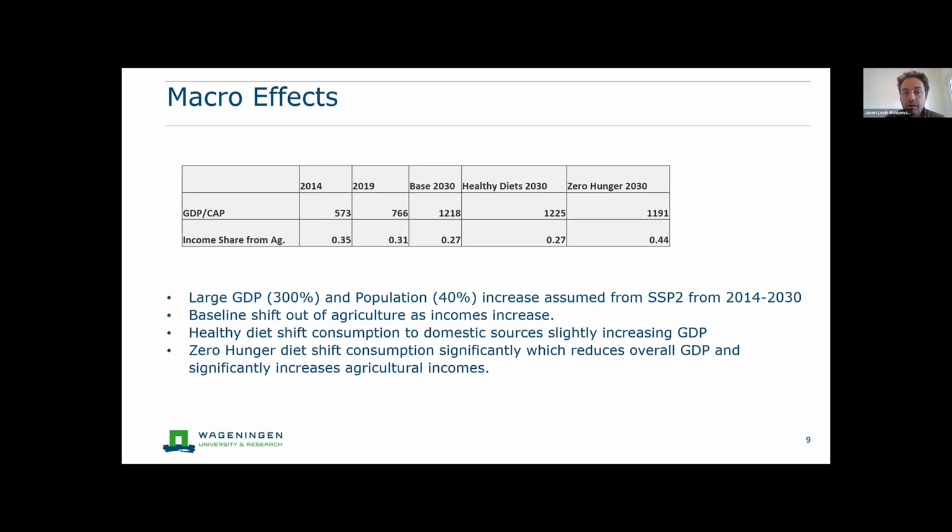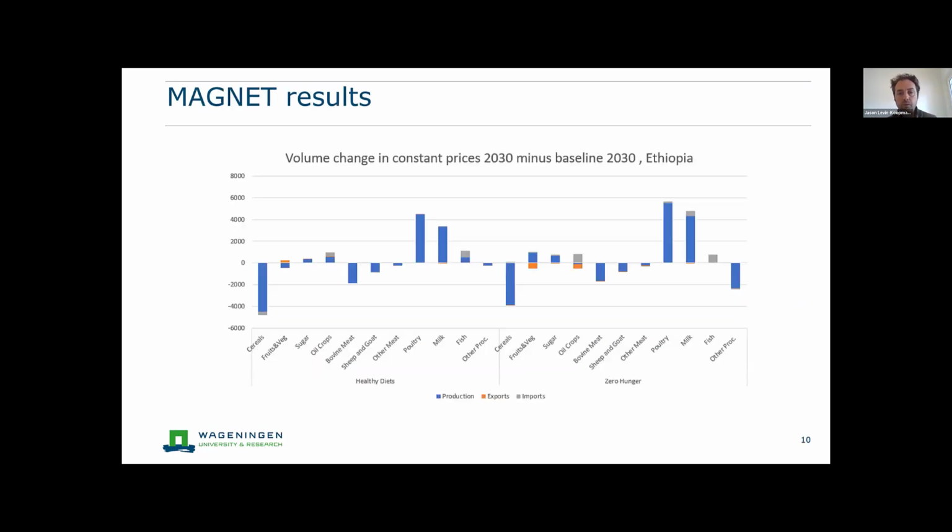This zero hunger diet scenario has a much larger shift, which ends up reducing GDP per capita in total slightly. So these are not large shifts, of course, but it significantly increases the income share from agriculture. So it's in the opposite direction of the baseline trend. So that's the macro results.